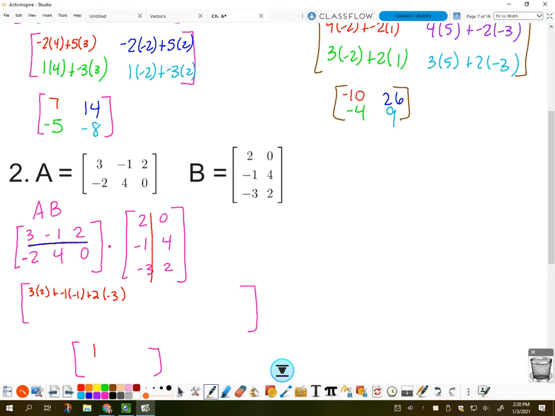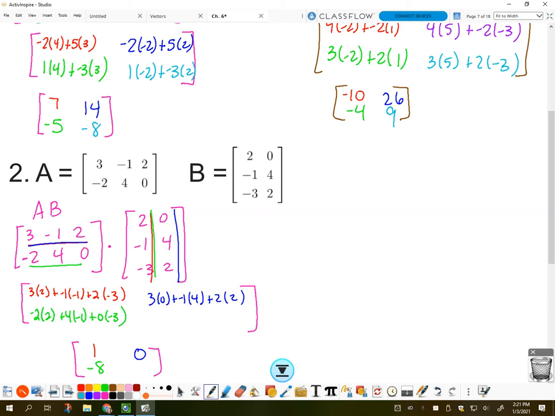Alright, so now we're doing these times these. So 3 times 0 plus negative 1 times 4 plus 2 times 2. So 0, negative 4 plus 4 is 0. Alright, next we have these times these. So negative 2 times 2 plus 4 times negative 1 plus 0 times negative 3 is negative 4 plus negative 4, which is negative 8 plus 0, so we just get negative 8.